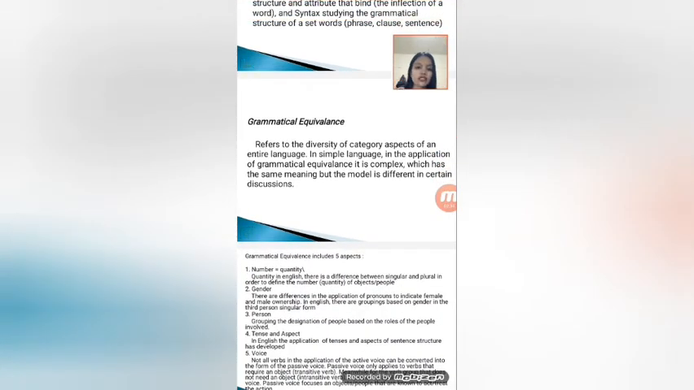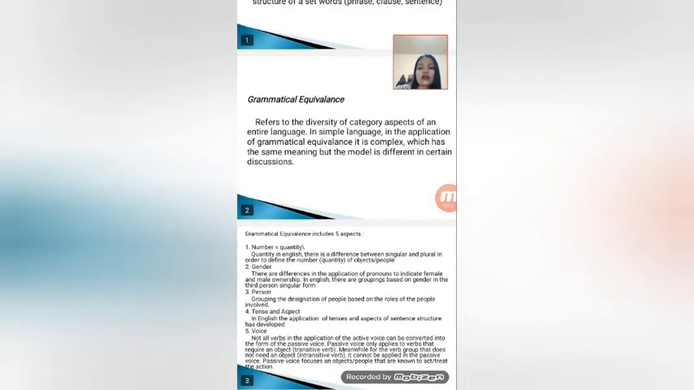Grammatical equivalence refers to the diversity of categories across an entire language. In application, grammatical equivalence is complex, with the same aspects but different models in certain discussions. And here, grammatical equivalence includes 5 aspects.